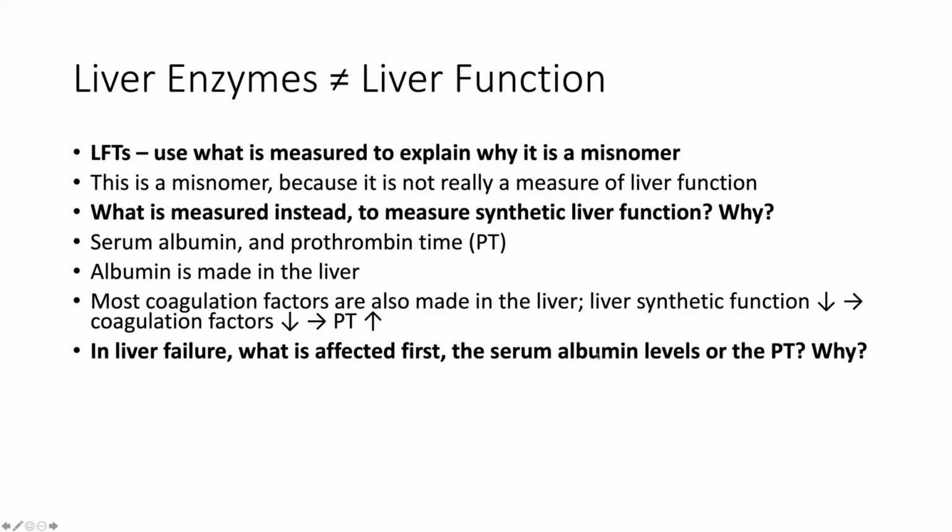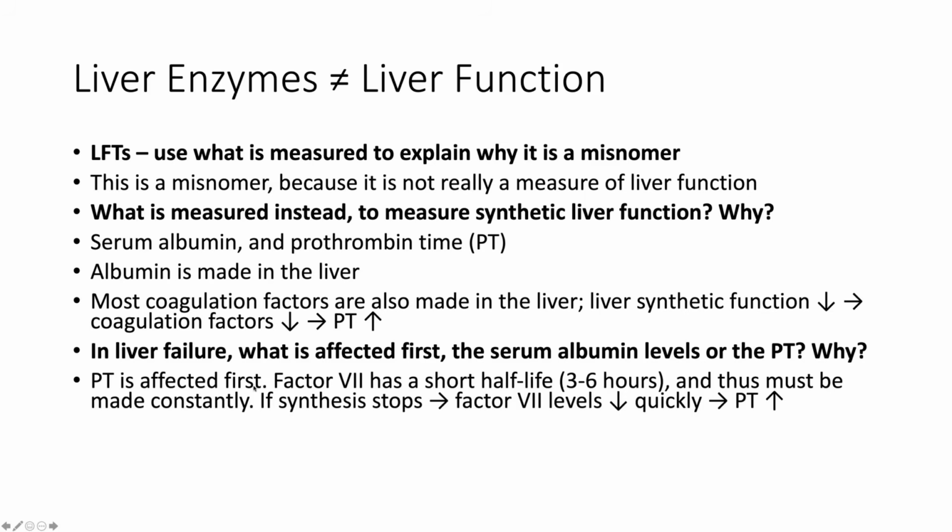So if I were to stop making all proteins, what levels are going to decrease first? The coagulation factors will decrease first. Exactly. So PT is affected first. That is because factor 7 in particular has a very short half-life, somewhere in the order of 3 to 6 hours. So if I stopped making proteins, my factor 7 levels within 5 hours would be half. And then within 6 to 12 hours, they would be like a quarter. So that's very quick. Within a day, I would have basically very little factor 7.